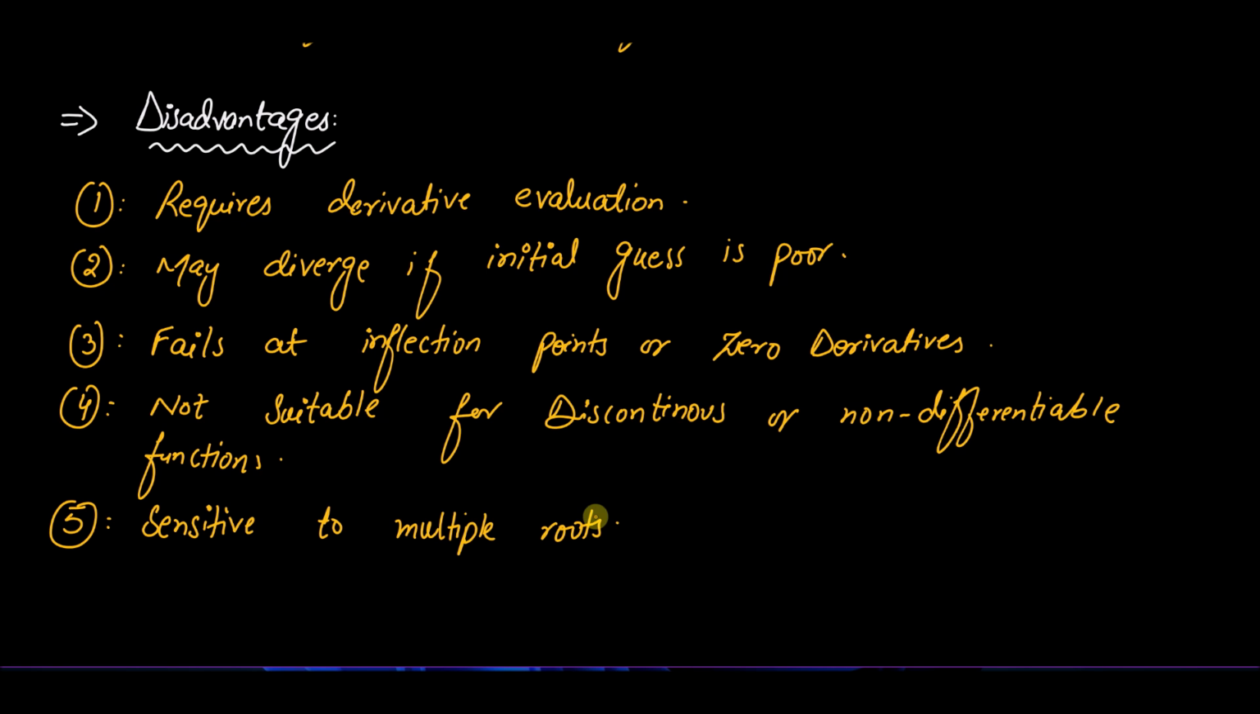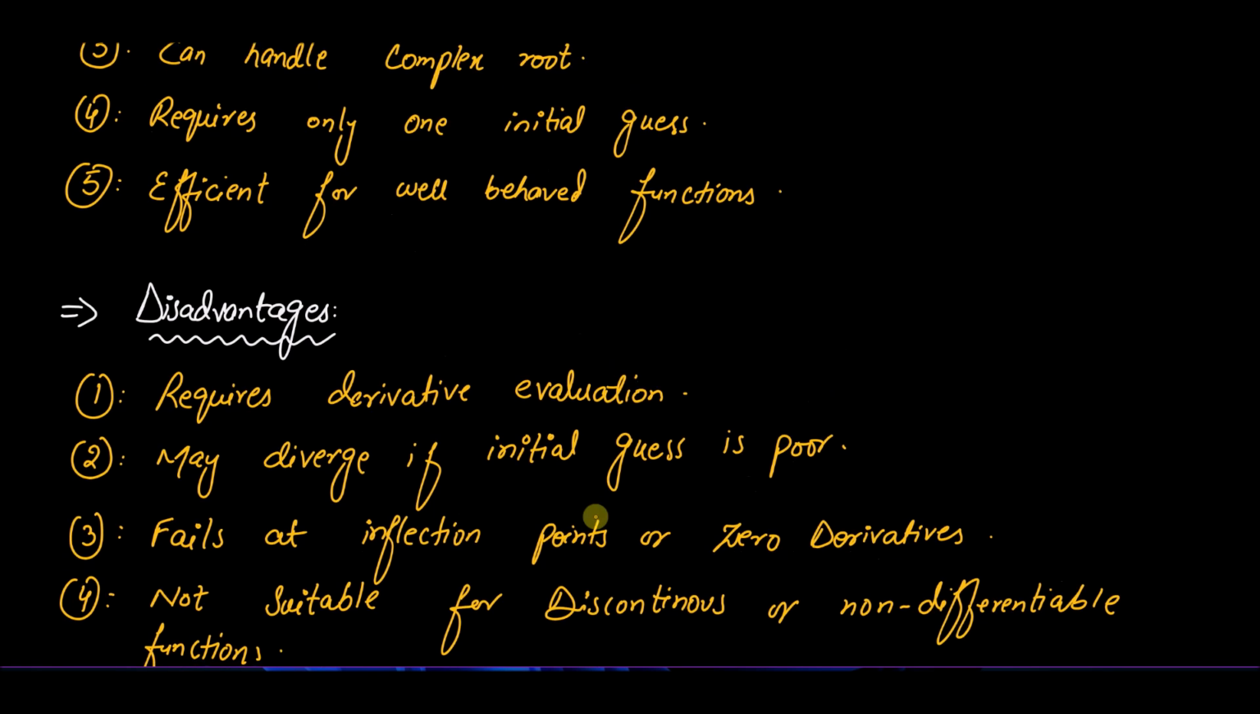So to sum it up, the Newton-Raphson method is a powerful and fast technique for solving nonlinear equations, especially when you are dealing with well-behaved or smooth functions. But it comes with some risks like divergence, sensitivity to initial guesses, and dependency on the derivative.